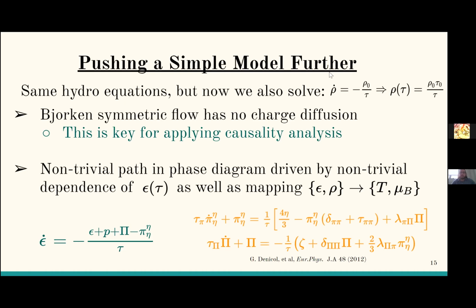Now, on top of that, we're just adding in this equation of motion here on the top right that tells us how the baryon density evolves in time. And actually, the fact that there's no charge diffusion in the Bjorken scenario is key for applying the causality analysis in this context. But you get these non-trivial paths in the phase diagram that are driven by this epsilon of t dependence, as well as this mapping from the equation of state.